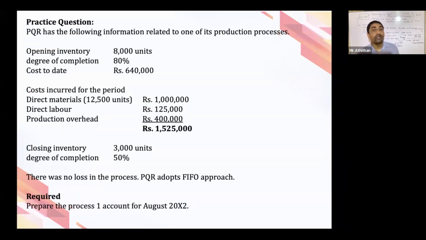So first, if you can go through the question, read and understand the question, then I will show you how to follow the FIFO approach. Right. So this is the time for you to read the question, read and get yourself ready. I will explain.